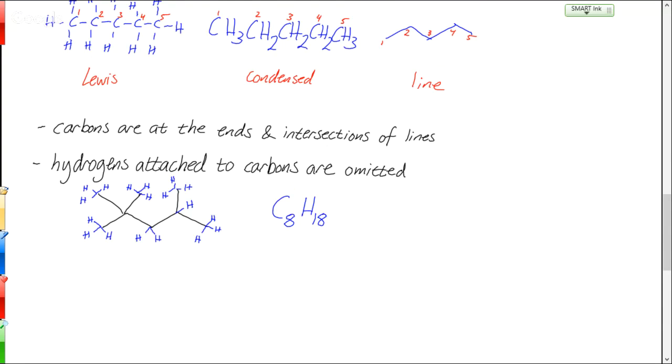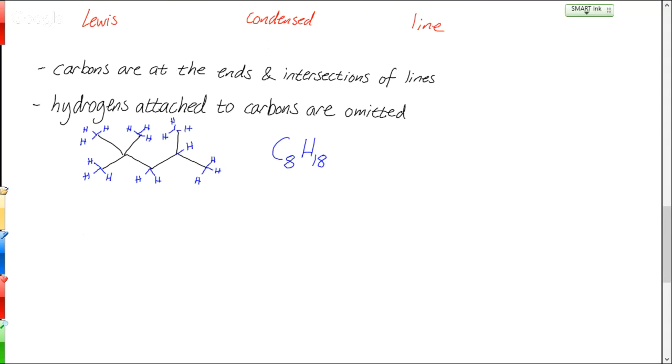All right. The last rule, which we haven't really talked about because we haven't seen any other types of structures, but we'll get into it later. Other elements like O or N, things that aren't carbon, are not abbreviated.